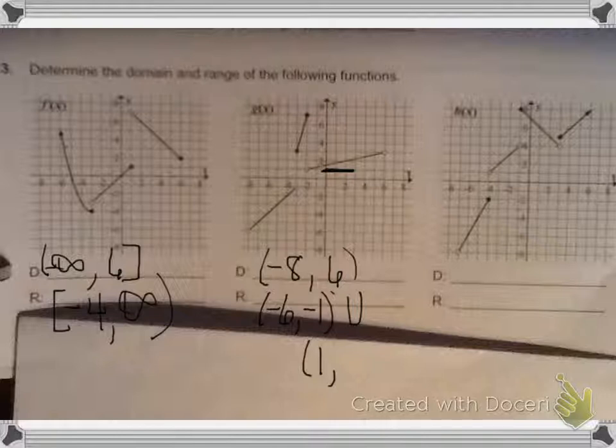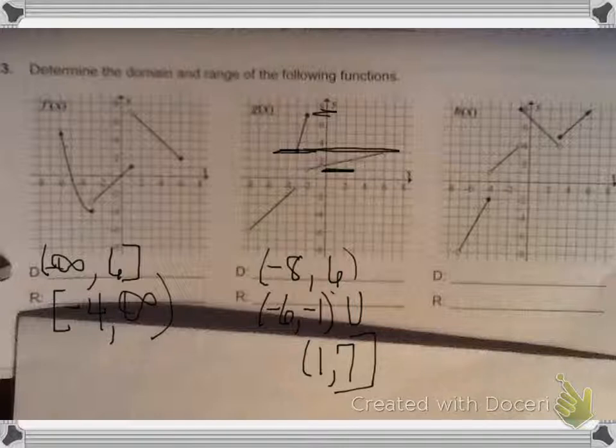And it stops right here at 2 with this graph, but it picks it back up with an open circle. So we can just continue on all the way to 7. And it's a closed circle, so we use a bracket.